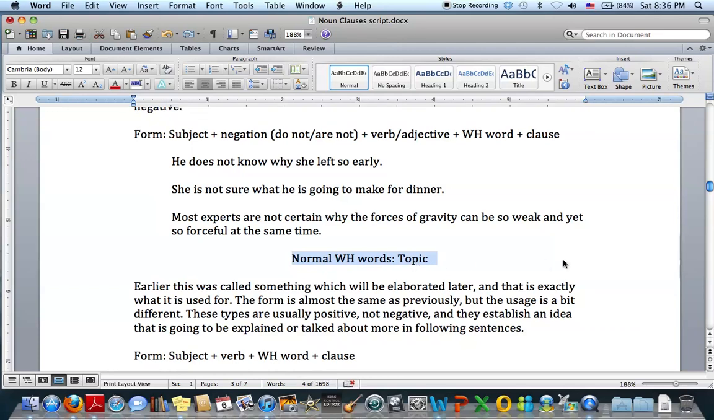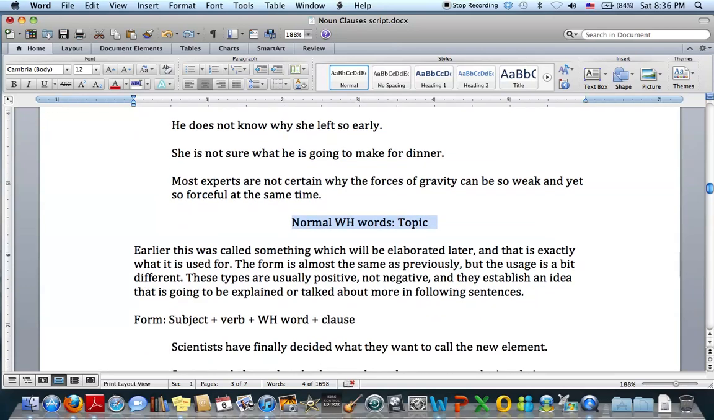And like I was saying earlier, this means something that's going to be elaborated later, something that you're going to talk about more, right? It looks almost exactly the same as before, but the usage is a little bit different. It's usually going to be positive, not negative. So let's take a look at what that means.